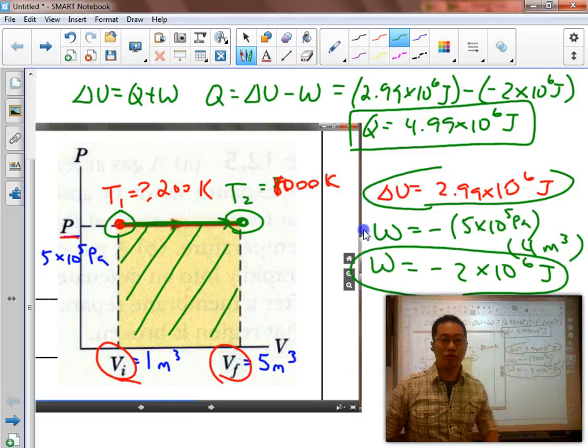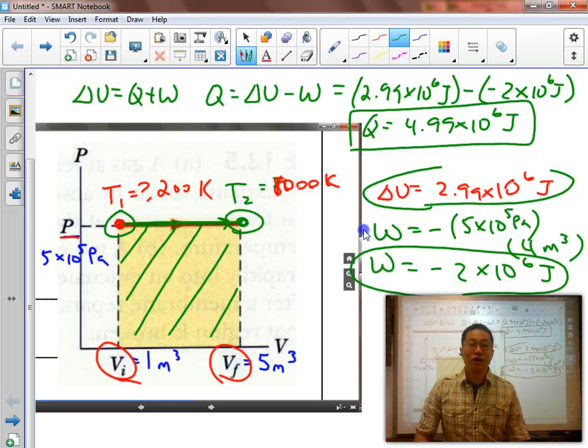would be the amount of heat that was added to the system. Okay, so at its most basic level, a PV graph seems very simplistic, but there's a ton of information that can be solved for from one simple line. We solve for the temperature at the beginning and the end of the line. We solve for the change in internal energy. We solve for the work. And then we were able to solve for the heat that was added or removed from the gas.